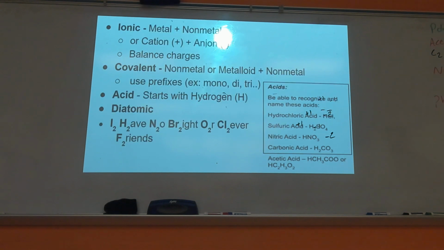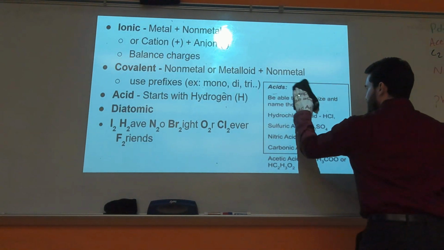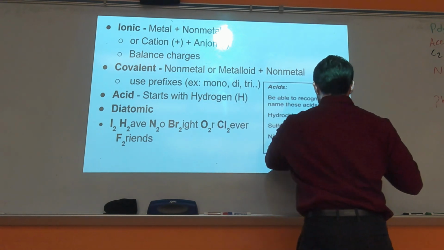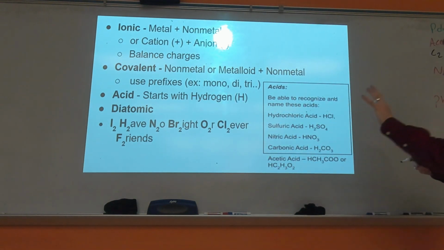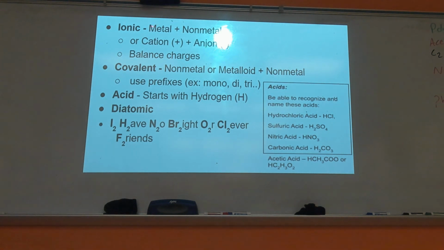All right, last thing. This slide kind of brings it all together. It is going to be a little more helpful for next class when we do mixed naming. But remember, ionic naming: metal plus nonmetal, so cation plus anion, balanced charges. Covalent: nonmetal or metalloid, since technically metalloids are part of this, plus another nonmetal, and you've got to use the prefixes.